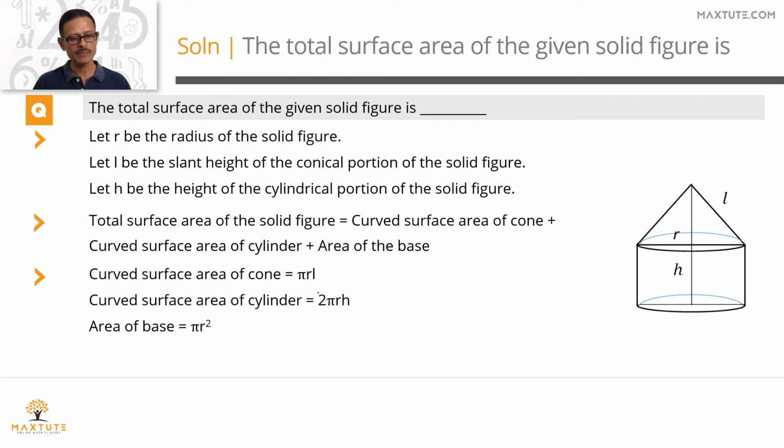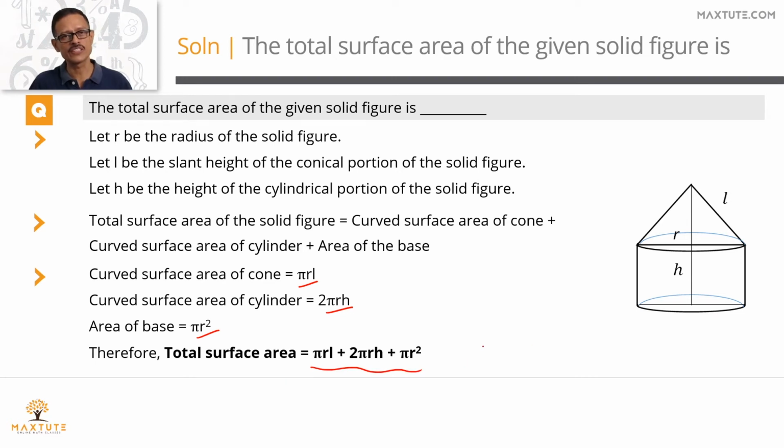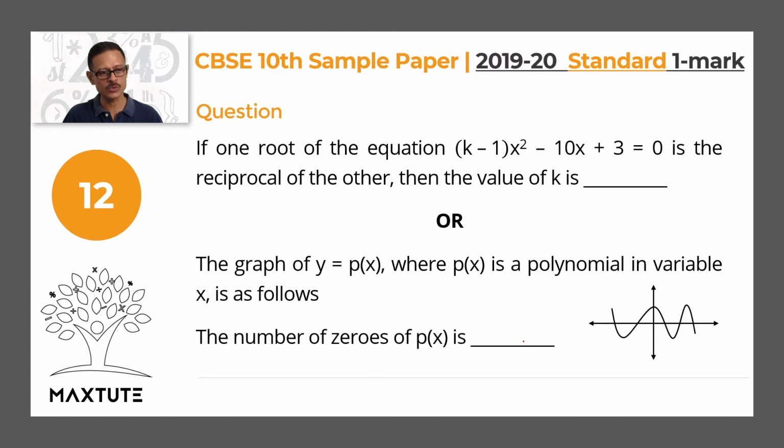Let's summarize it in a printed form. CSA of cone, CSA of cylinder, area of the circle at the bottom, sum of all of these three will give us the total surface area. Take you about a minute to get this far. Let's move on to the second question, the 12th question.